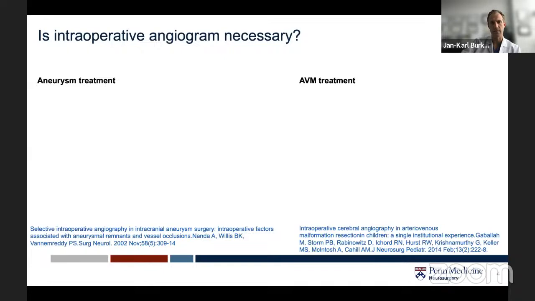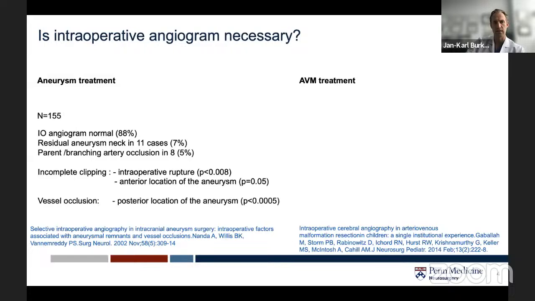If you look into the literature, here are just two examples for aneurysm and AVM publications. Here, a large series of 155 clipped aneurysms, and you can see that in 12% of the cases the intraoperative angiogram showed an abnormality. So it was either an aneurysm residual, neck residual, or apparent vessel occlusion during clipping. And you can also see that a predictor for incomplete clipping was intraoperative rupture.